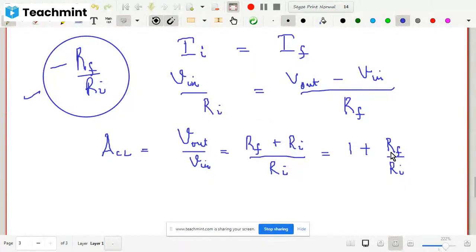In this case also a wide variety of gain is possible, because by keeping different sets of values, you can design your own positive amplifier by taking different combinations of Rf and Ri. A wide variety of gain you will get here.